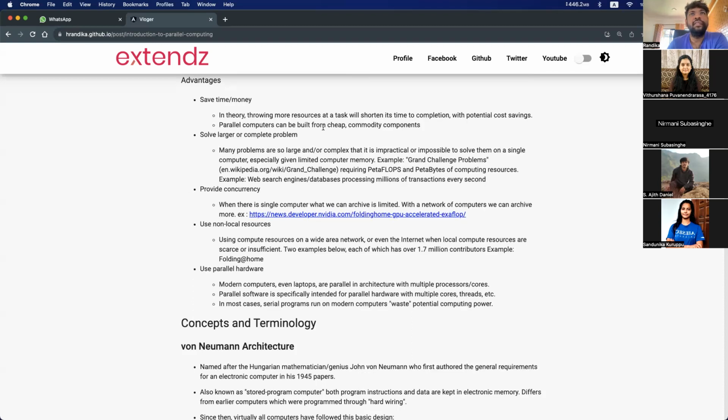Parallel computers can be built from cheap commodity components. Okay, so how are we going to achieve that? If we have multiple resources that we can utilize, we can get the work done by using those multiple resources. Wouldn't it be saving our time? Yes, time. And when we are saving our time, we will get more and more potential savings.